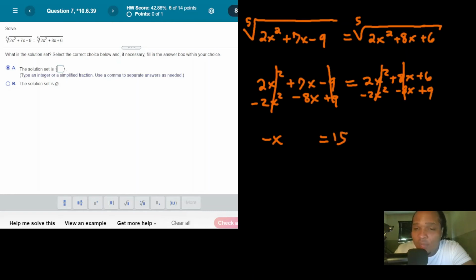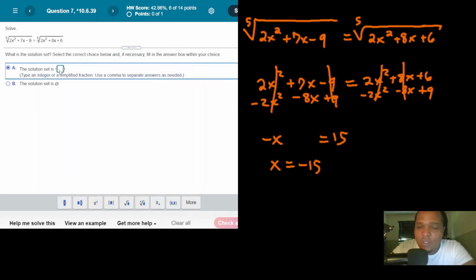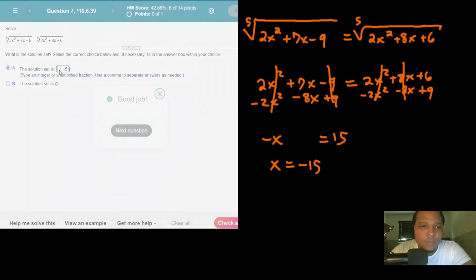So we have negative x is equal to 15, but we didn't come all this way for a negative x. We came here for positive x. So divide both sides by negative 1, or multiply both sides by negative 1. You get the same result. Whenever you end up with a negative x, just change all the signs in your equation. So this becomes positive and that becomes negative. So we got negative 15 again. It's interesting. So negative 15, and good job.